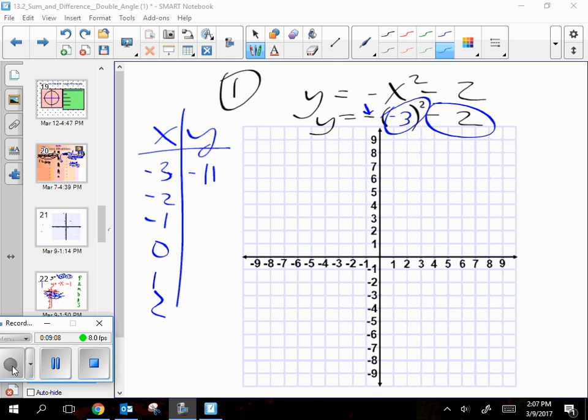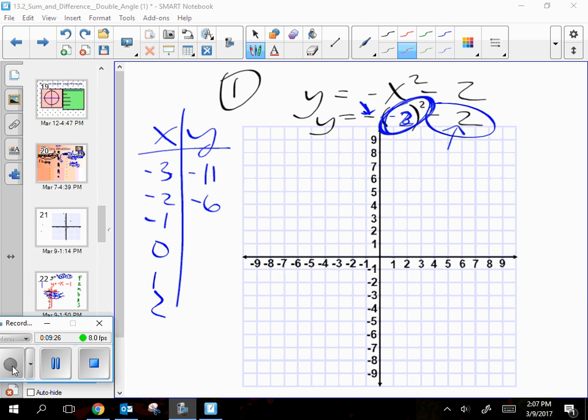Say R in the back corner. Tell me what happens when I put in a -2. Yes. What's this part? 4. And then? -4. Yep, and then? -6. -6 is correct. Excellent.